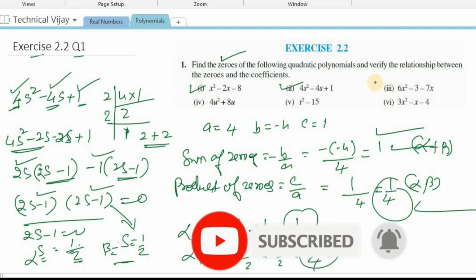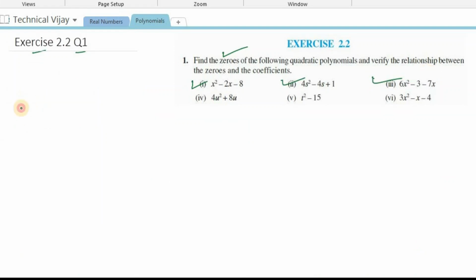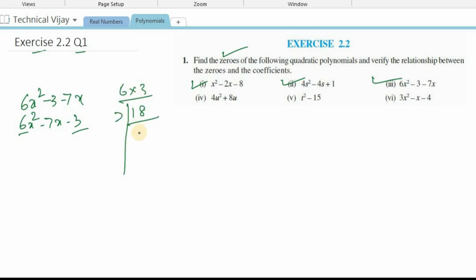So in the same way, we will go for the third one. Here 6x square minus 3 minus 7x. We will rearrange: 6x square minus 7x minus 3. The constant term will be 3 and the coefficient of x square is 6. 6 into 3 is equal to 18. 18 factorization we will take. So 2 9s are 18, 3 3s are 9, 3 1s are 3. So 2, 3 and 3.